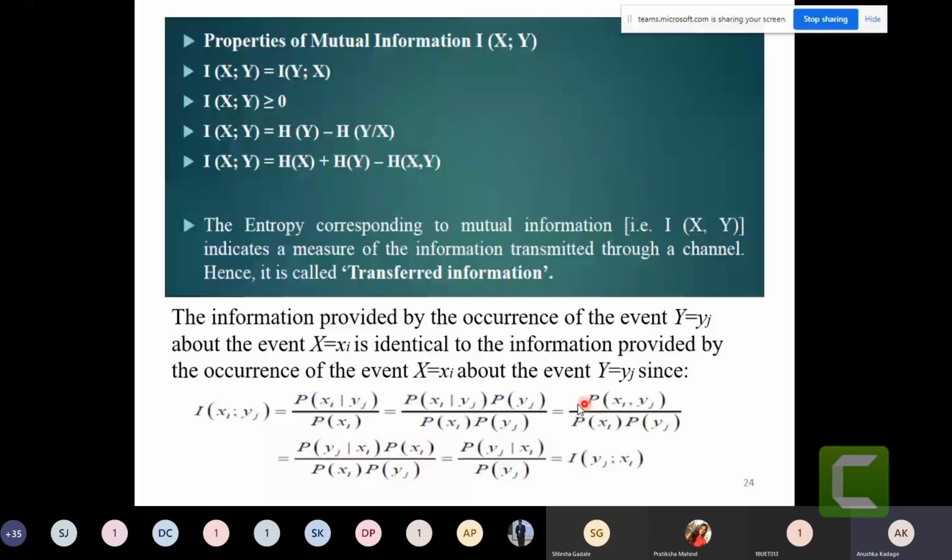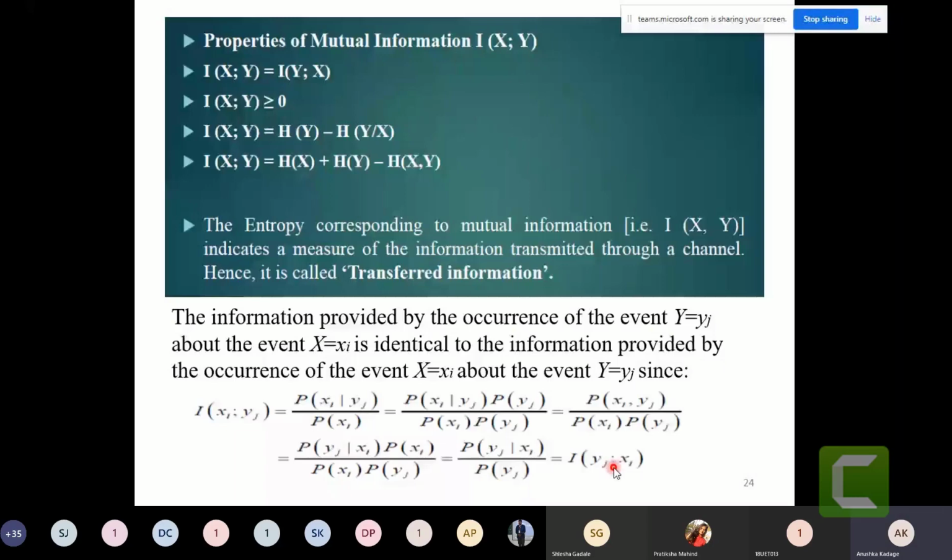So if I now replace this P of yj divided by xi as it is, P of xi will get cancelled with this P of xi. So in the denominator only P of yj will remain. And this equation is nothing but the mutual information of the receiver when seen from the transmitter end. That is, it is I of yj semicolon xi.